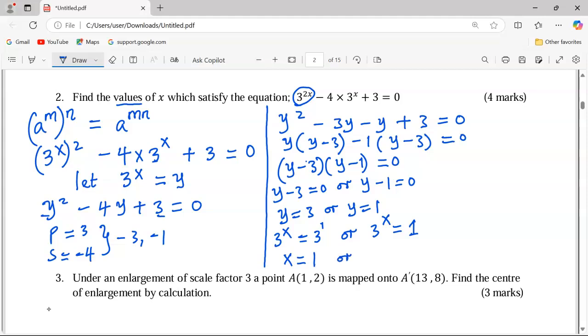Or in the second case, 3 power x is equivalent to 1. We apply what we call the zero index. The zero index says that anything raised to power 0 is equivalent to 1. And so, because the base is 3, I will say that 3 power 0 is equivalent to 1. So instead of 1, we introduce base 3, 3 power 0. At that point, we can also say it implies the value of x is equal to 0. So x is either 1 or x equals 0.